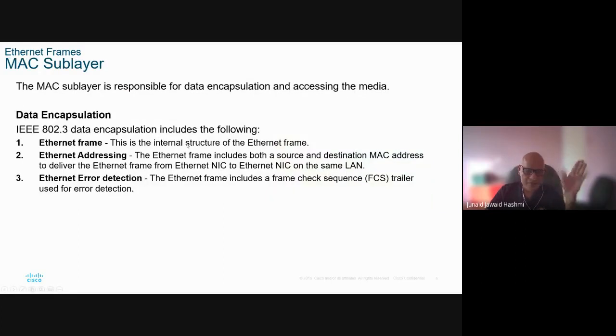So the Ethernet frame is the internal structure. Ethernet addressing includes source and destination MAC address, and there has to be some kind of error detection. That is provided by the sequence number, for error detection. Every packet is in sequence. So if one packet is lost, how the Ethernet knows to rebuild the whole communication stream is through the sequence number.